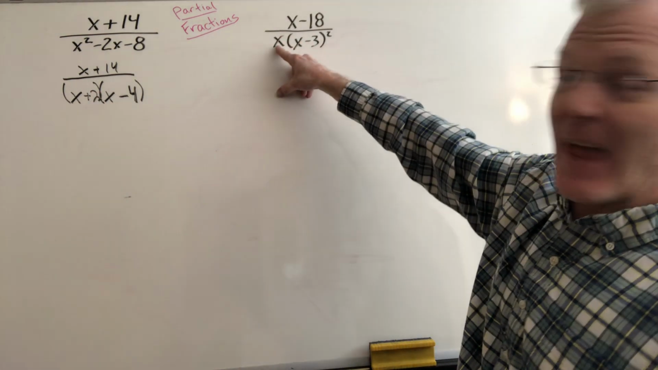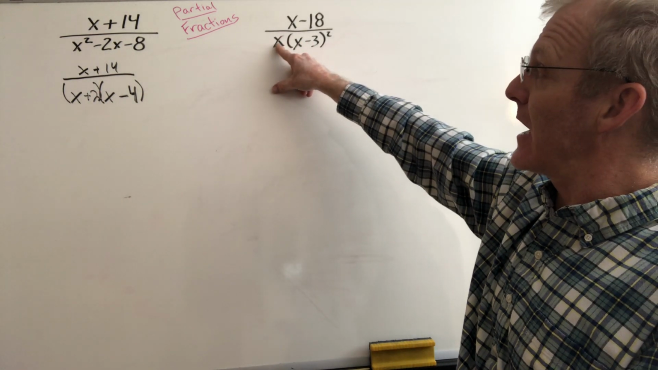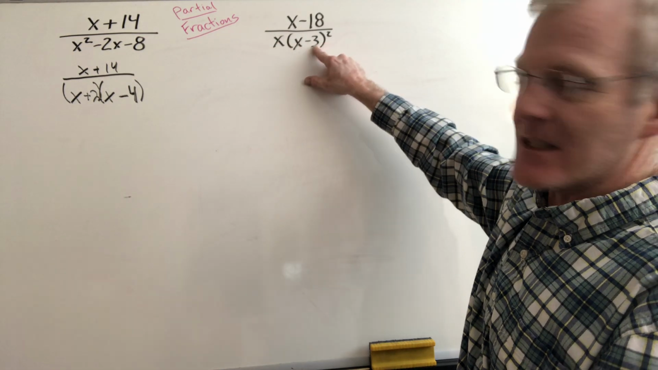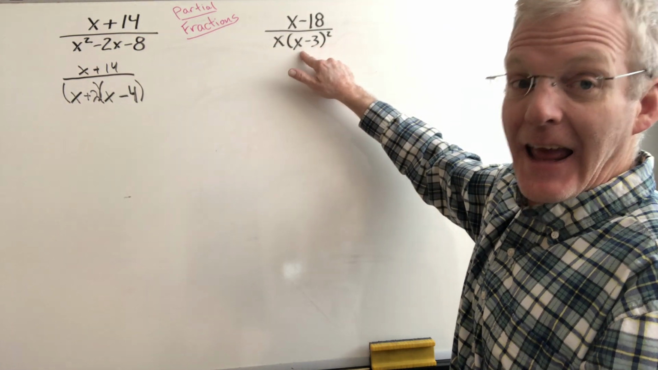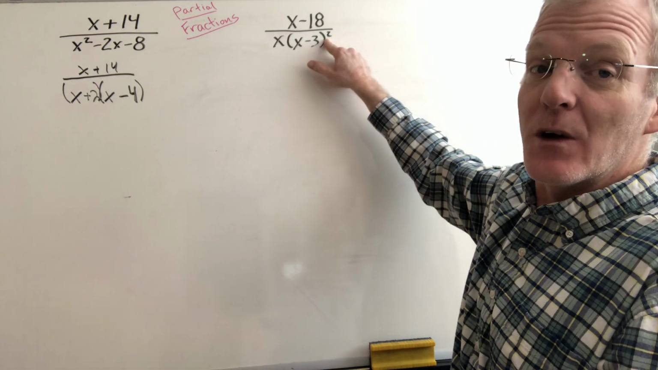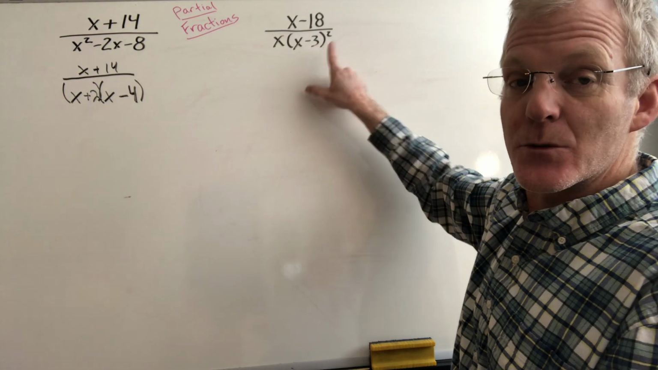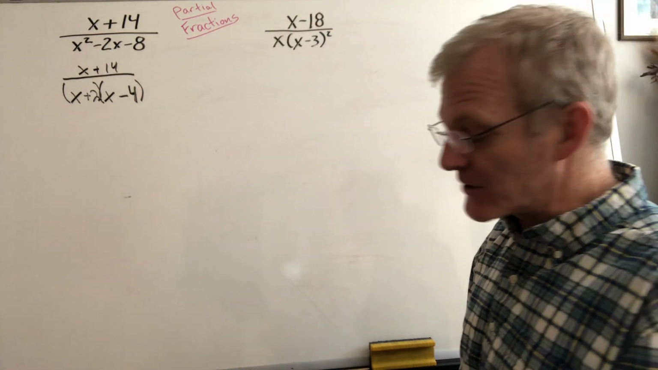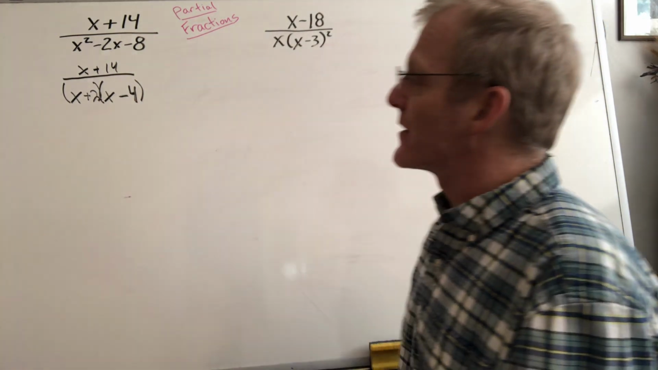Over here, that's linear, right? That'd be x plus 0 if we wanted to put it in. And this one repeats. That's x minus 3 and x minus 3, because there's 2 of them. So that's a slightly different situation. We'll look at it in a minute. But these are both linear denominator factors. So back over here to this one.